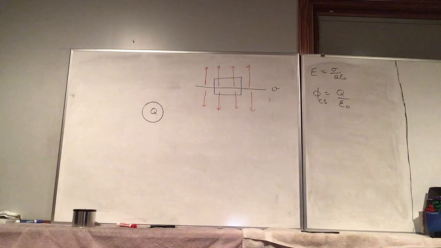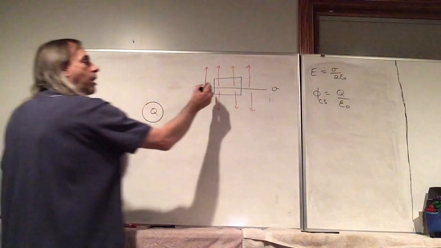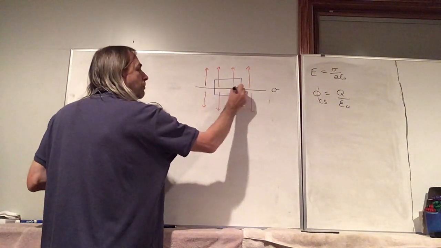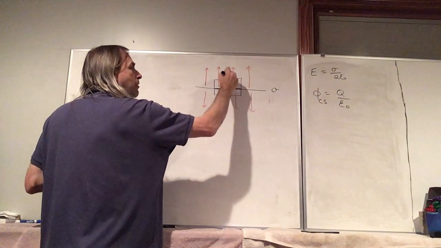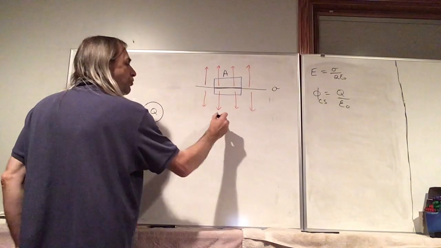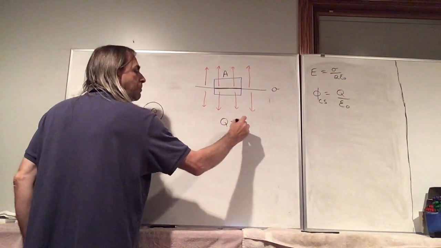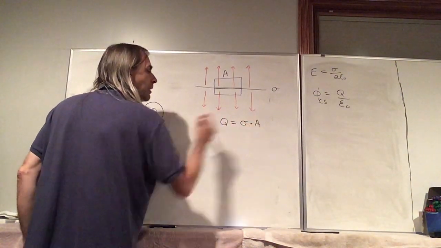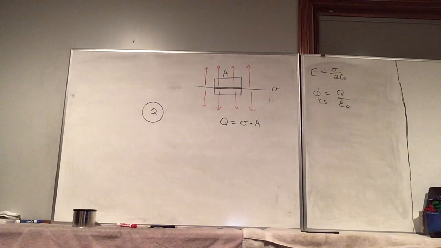And so let's find out the amount of charge. It would just be this much. So let's say our cylinder has an area A. Then our charge would just be sigma times A. So that's our charge enclosed.